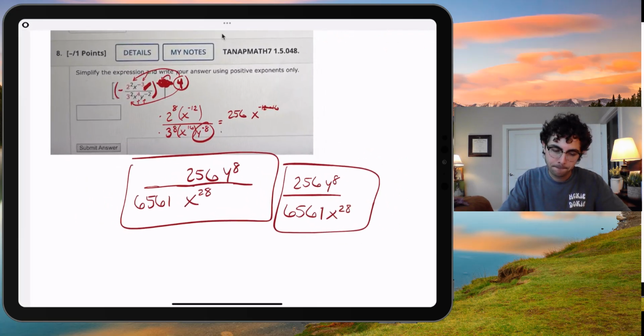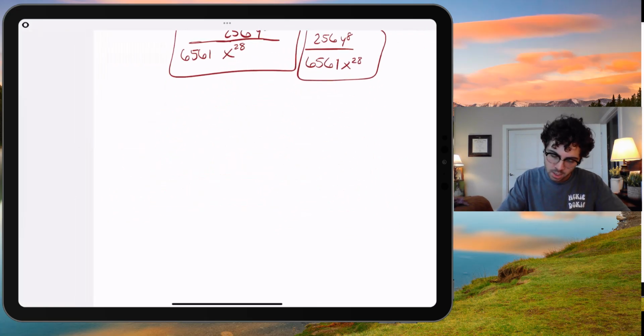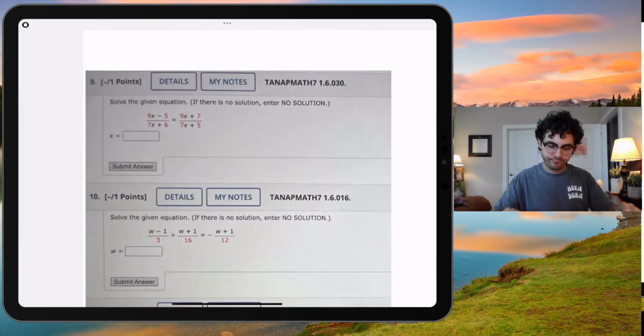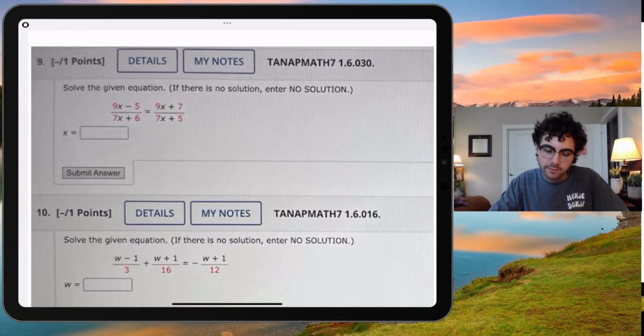Okay? All right. That was number 8. Here is number 9. Solve the given equation.